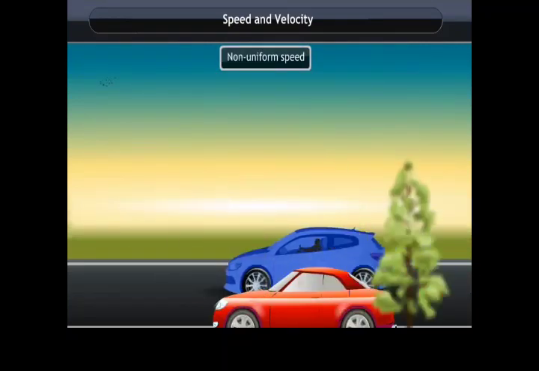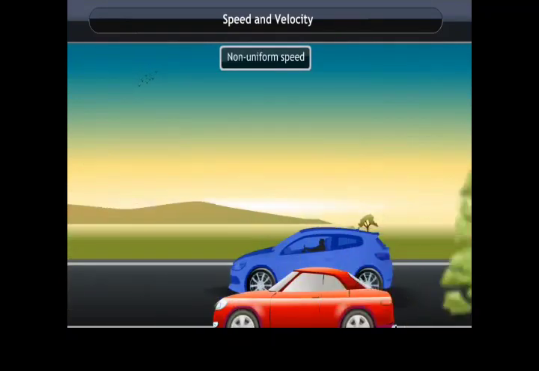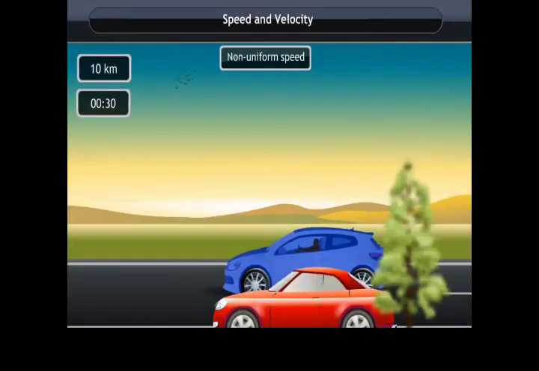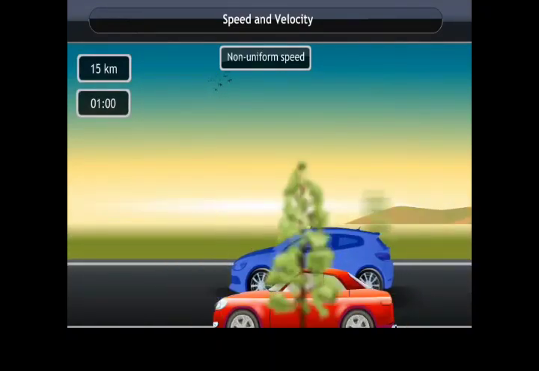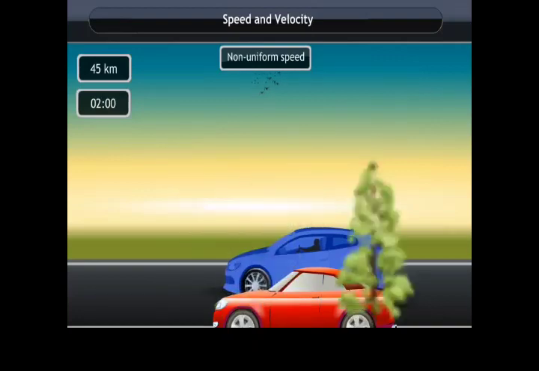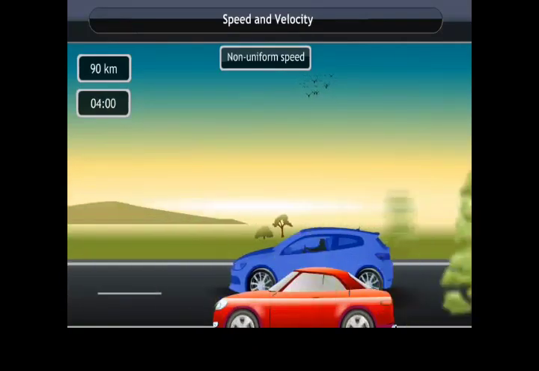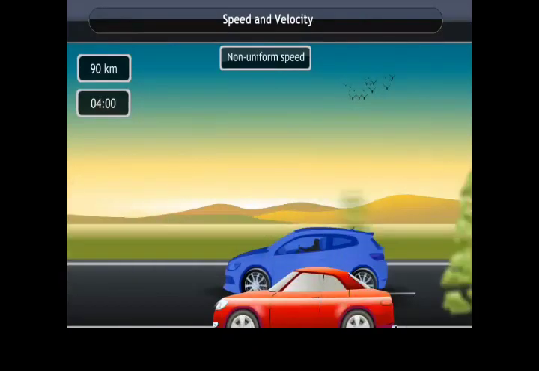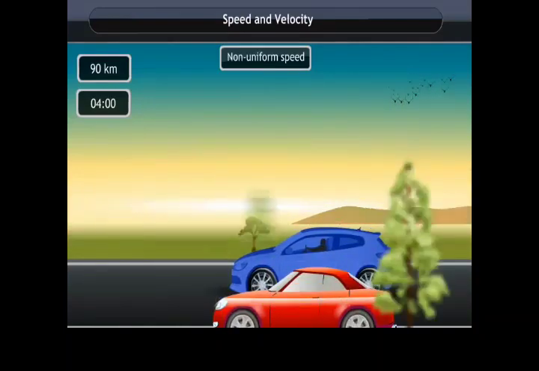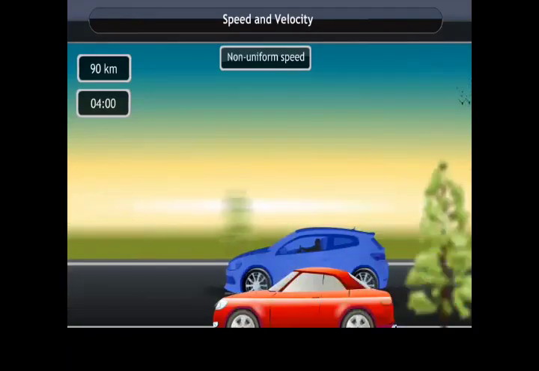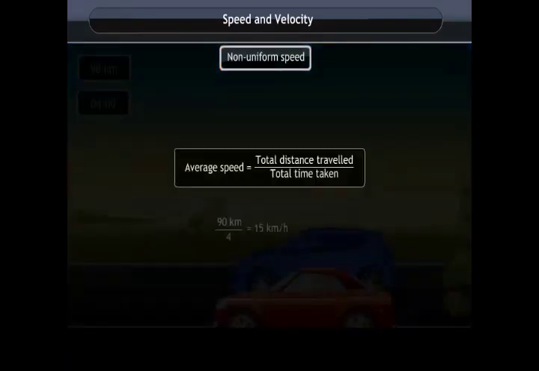When an object travels unequal distances in equal intervals of time, the speed of the object is changing and is said to be non-uniform speed, as shown here by cars in motion. In the case of non-uniform speed, we describe the rate of motion in terms of its average speed. Average speed is equal to total distance travelled by the object divided by total time taken.